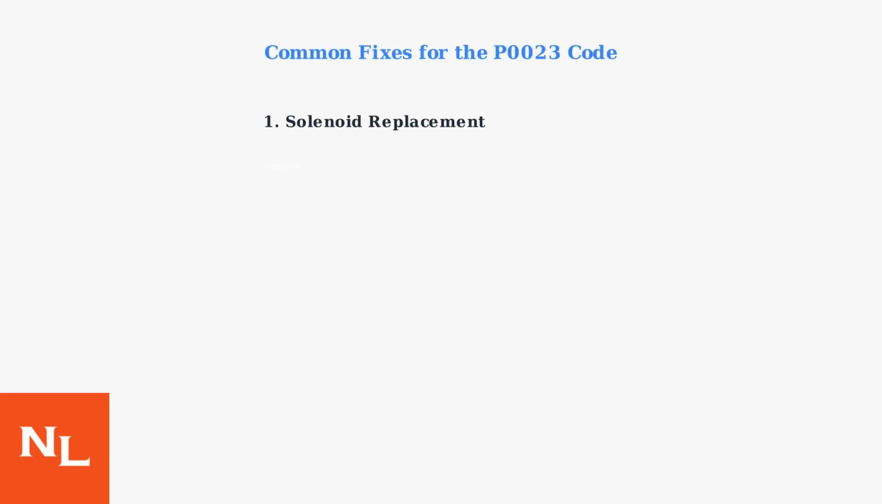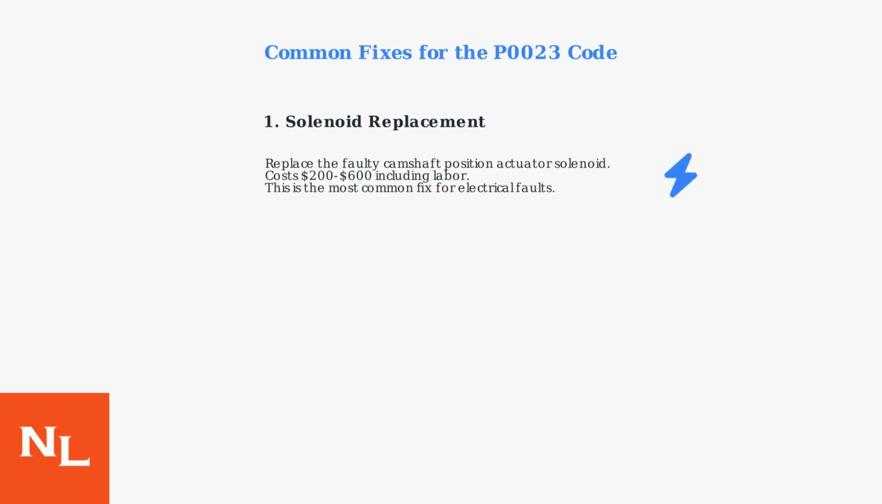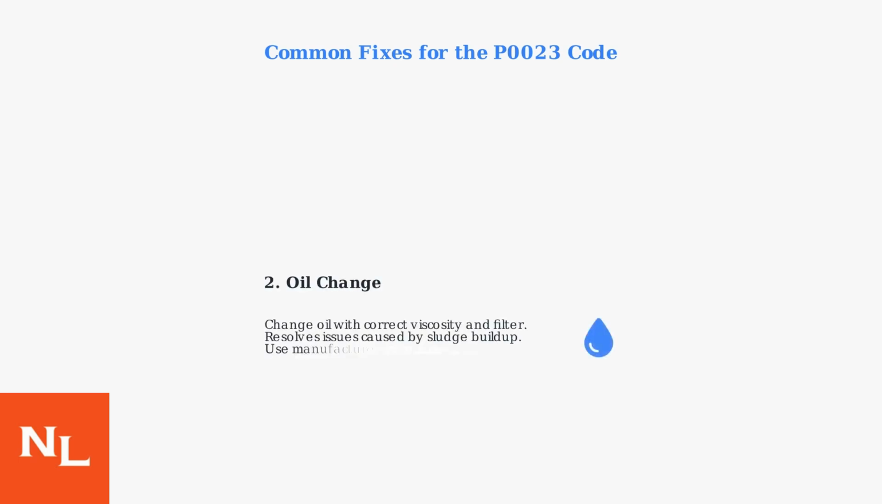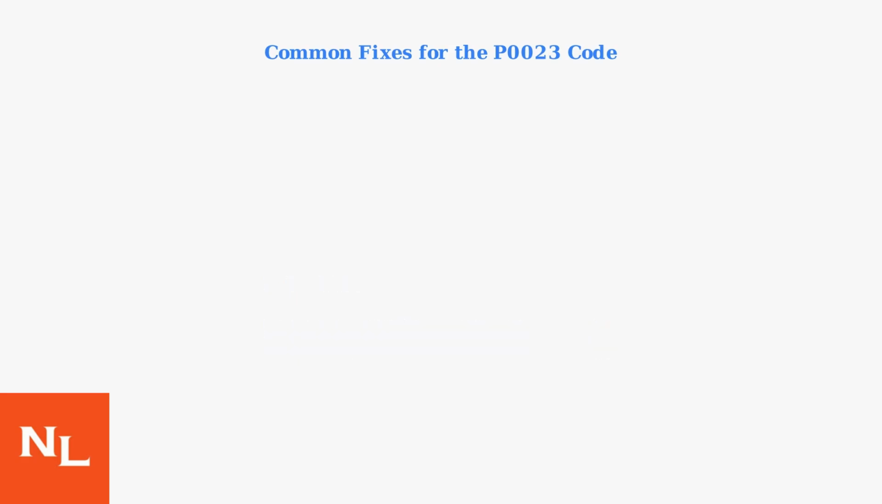Repairing a P0023 code typically starts with solenoid replacement, where the faulty camshaft position actuator solenoid is swapped out. This electrical component controls valve timing and costs between $200 and $600, including labor, when diagnosed properly. If sludge is present, an oil change using the correct viscosity and a quality filter can often clear the code. Low-quality oil or extended change intervals can clog passages, affecting actuator performance.